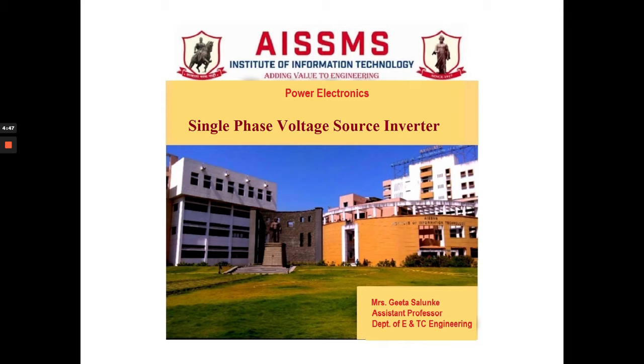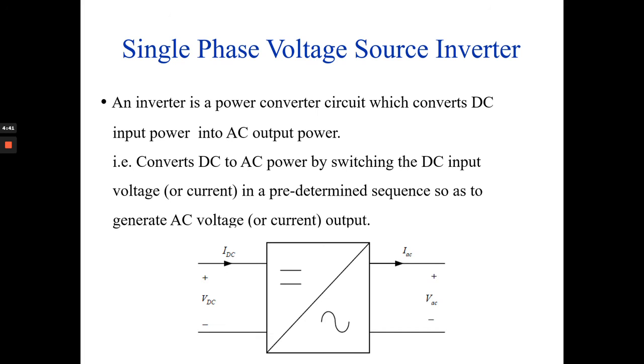Now I am going to explain single phase voltage source inverter of power electronics. An inverter is a power converter which converts DC input power into AC output power. That is, it converts DC to AC power by switching the DC input voltage in a predetermined sequence so as to generate AC voltage output.